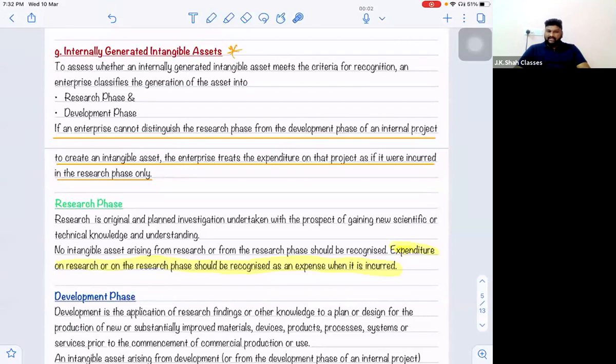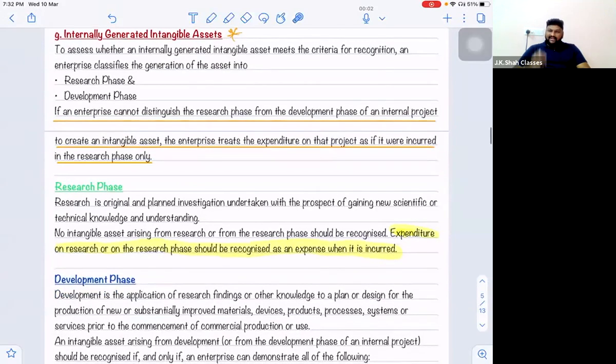But in question solving, we do something different. In question solving, we have to show all the amortizations and all. That is why we always consider everything as development cost only. But what is written in the standard, they say, if research and development cannot be bifurcated, consider entire cost as research cost. Right? Now, research is the original and planned investigation undertaken. Sir, this is the book definition. I'm not concerned with the book definition, sir. In simple terms, I can say research is that phase where you come out with some new technology.